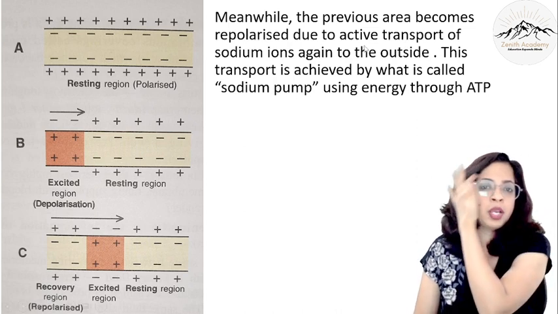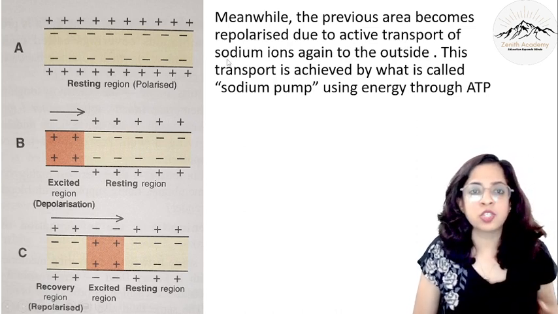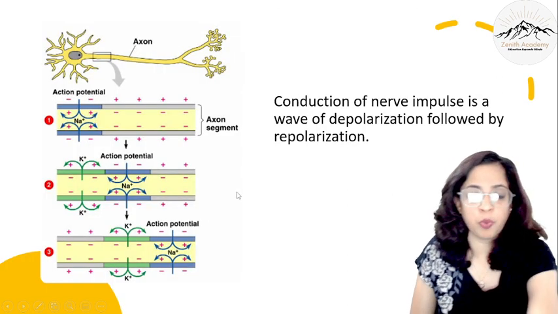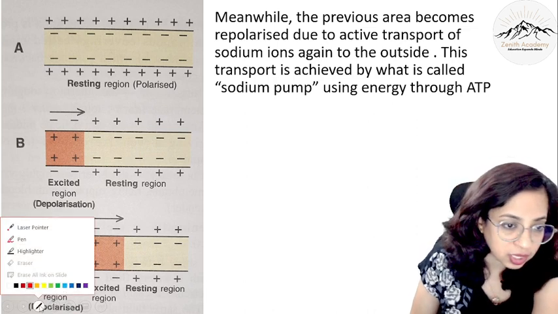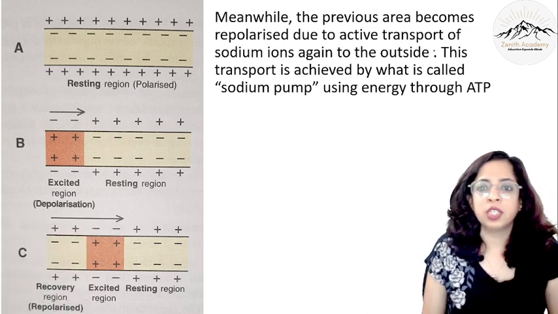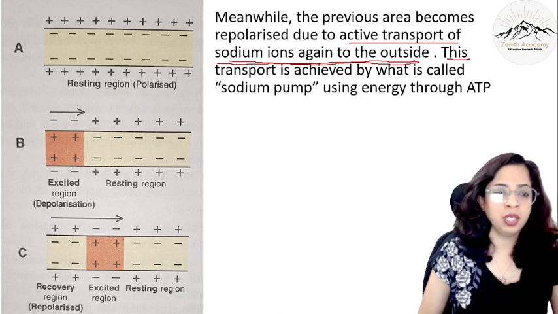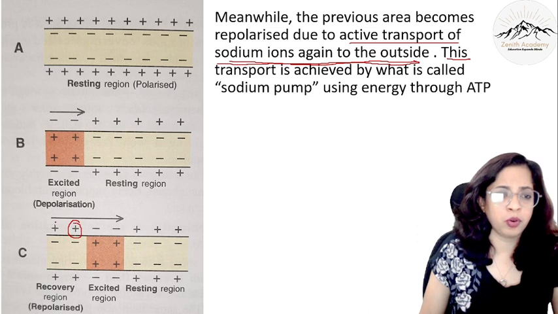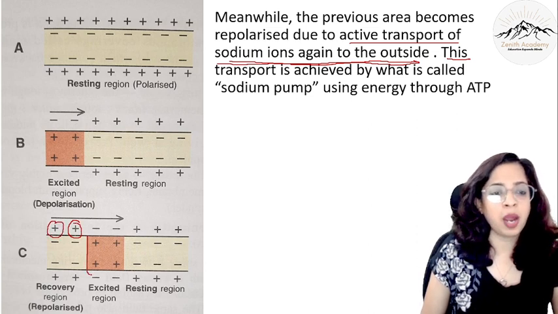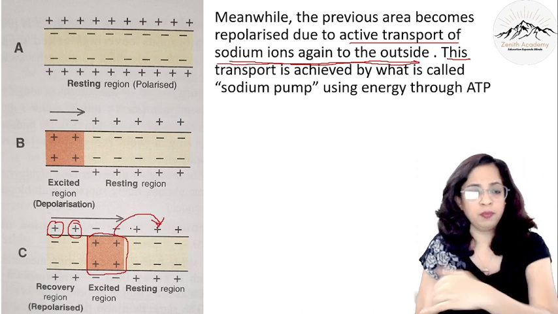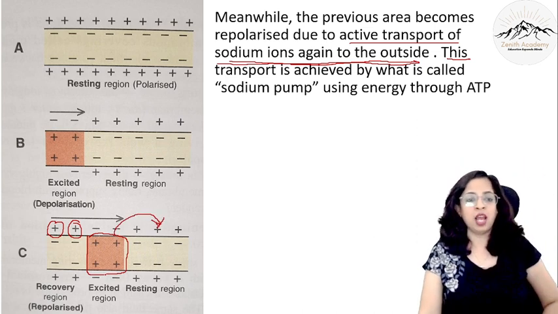So the previous area becomes repolarized because again the sodium ions have been transported outside. This is known as active transport of sodium. Let me take out a pen. See what has happened: the sodium ions, by active transport, are again outside. So this has become polarized again, repolarized, and this part has moved ahead. Now the same will continue, it will go in front, and this will again become repolarized.